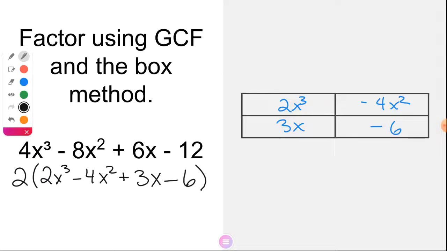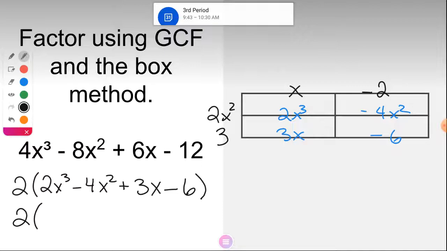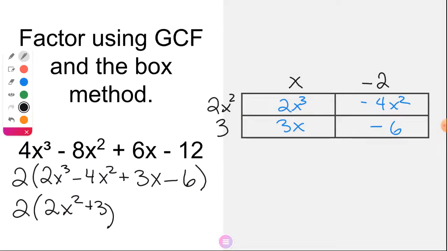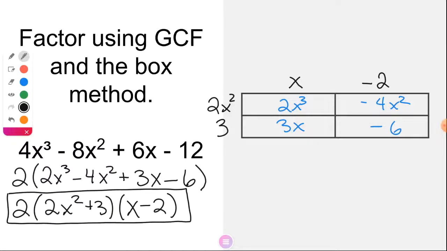Okay, so filling these in, we get a 2x squared, a 3. On the top, we get an x and a negative 2. Go back, check, make sure that if you multiply everything together that those are what you get. And then our answer, we don't want to lose the 2, so that's going to be part of it. It'll be 2 times 2x squared plus 3, and x minus 2 is what we got on the top. That is our final answer. Notice we didn't lose anything, we just factored each piece.